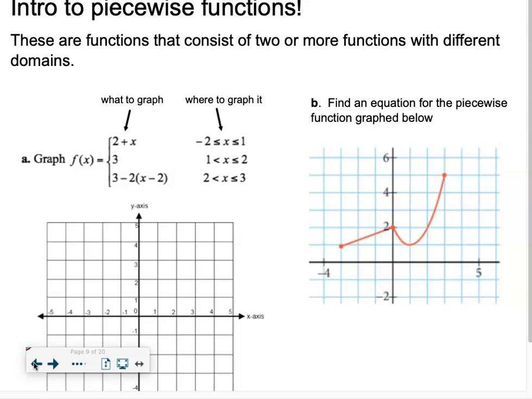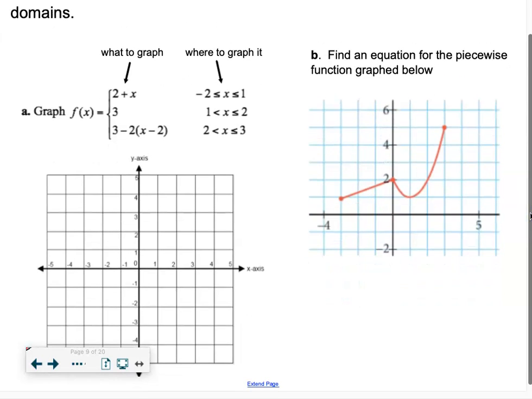A piecewise function is when you take multiple functions and put them together. So for this function right here, this is one function. It's named f of x. It has 3 different pieces, but it's one function.